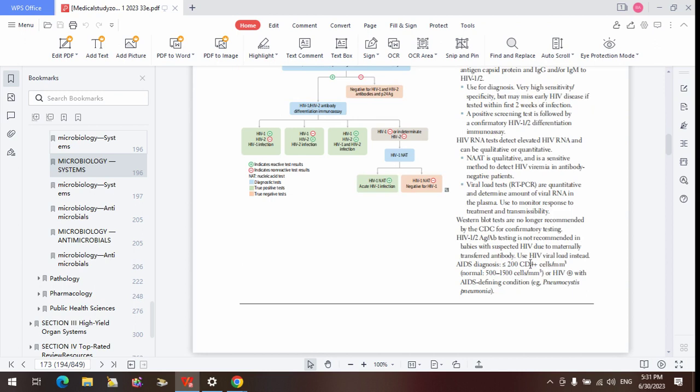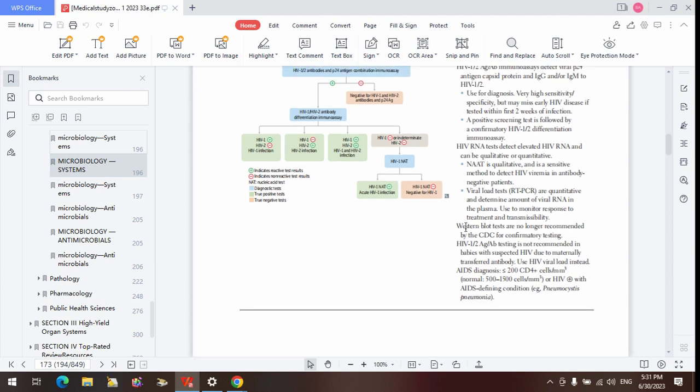Hello? Do you guys get it? So all the RNA that is there will be converted to DNA. So that is the one that you can now use to figure out, okay, this is the amount of viral load that this person is having. So that is that. Western blot is no longer recommended by the CDC for confirmation. We don't do Western blot again. That is good news. Less stress, less thing to know.